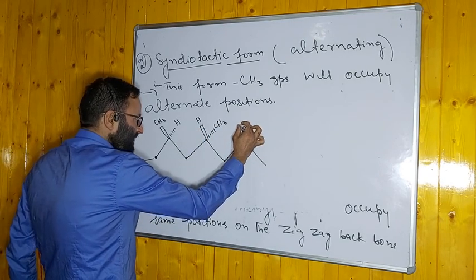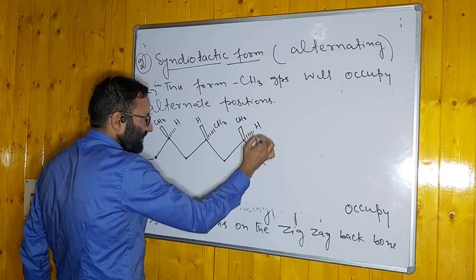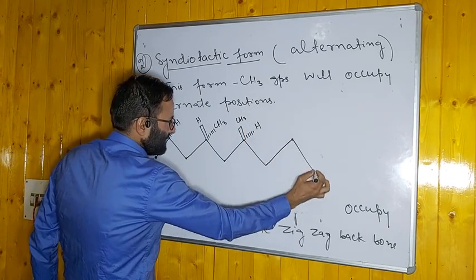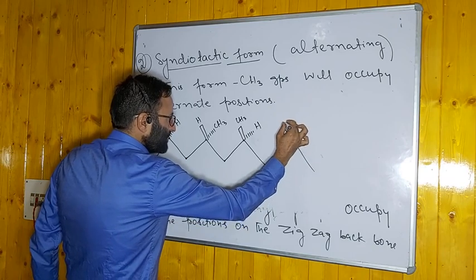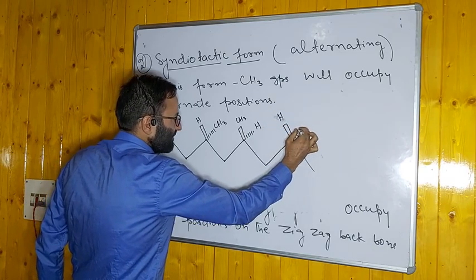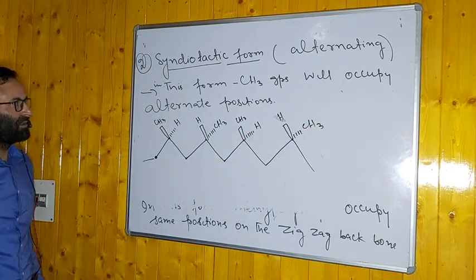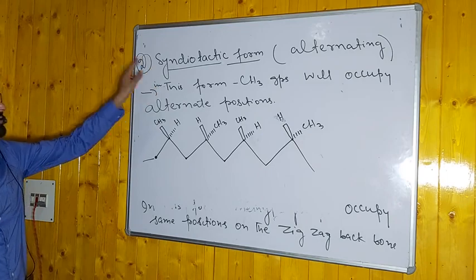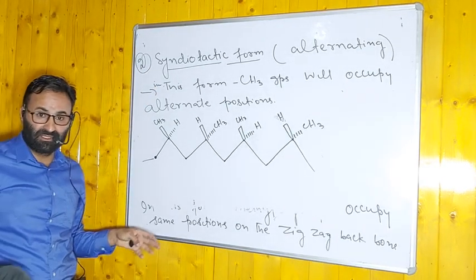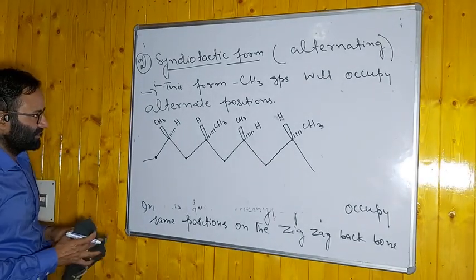Here again the methyl group will be above the plane and hydrogen below the plane. It will be repeated. Hydrogen will be above the plane and the methyl group below the plane. Alternate. This alternate stereoisomeric form is known as the syndiotactic form, and the methyl groups are present alternately on the zigzag backbone.